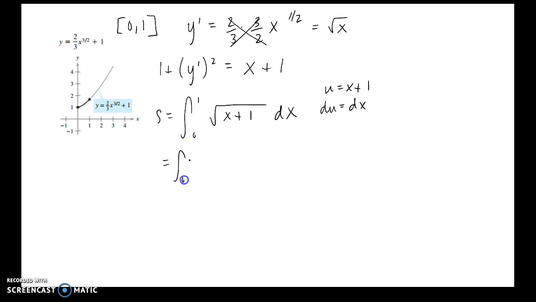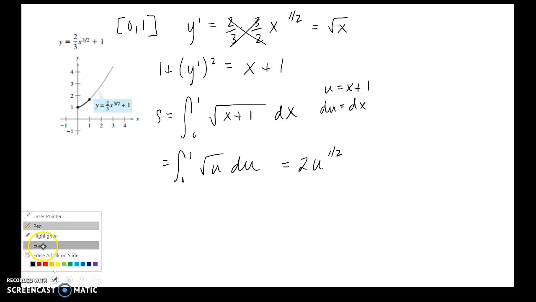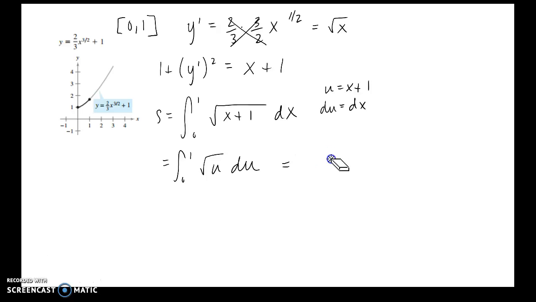So this would equal, from 0 to 1, square root of u du. Okay, so antiderivative: add 1, divide by the new exponent. Nope, didn't do that right at all. Add 1 to 1/2. So u to the 3/2 times 2/3. So (x plus 1) to the 3/2, and then from 0 to 1.